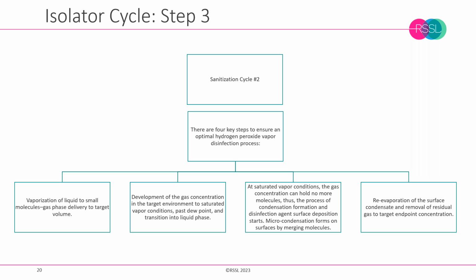This is the process of nuclei forming on the outer surface of vegetative bacteria and spores, leading to a point of full coverage, the formation of a disinfectant monolayer around the organism, and then ideally penetration. And then obviously we need to get the hydrogen peroxide out of the isolator.